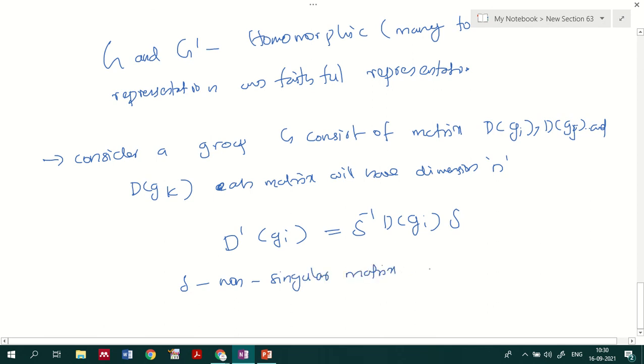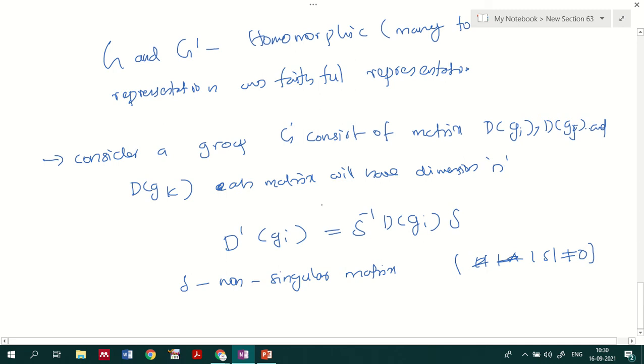Okay, where S is a non-singular matrix. In that case, the determinant of such a matrix may not be equal to 0, so we call it a non-singular matrix. So d dash of gi, that means when you consider a group g dash consisting of d of gi, d of gj and d of gk, each matrix will have dimension n.